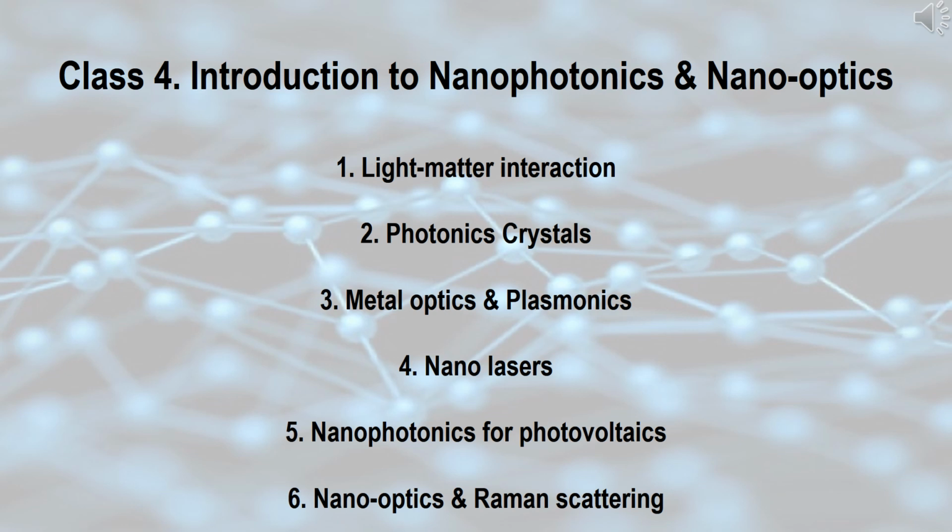First, I will briefly introduce the principles underlying the light-matter interaction. For this we will recap Maxwell equations and other principles. Second, I would like to talk about photonic crystals, in which light-matter interaction occurs in periodic and regular sub-wavelength structures. Third, I will talk about metal optics and plasmonics. Fourth, I will briefly talk about nanolasers, focusing on random lasers. Fifth, I will talk about nanophotonics applied to photovoltaic systems. Finally, I will end my lecture with a presentation on nanooptics and Raman scattering, with perspectives on nanophotonics.